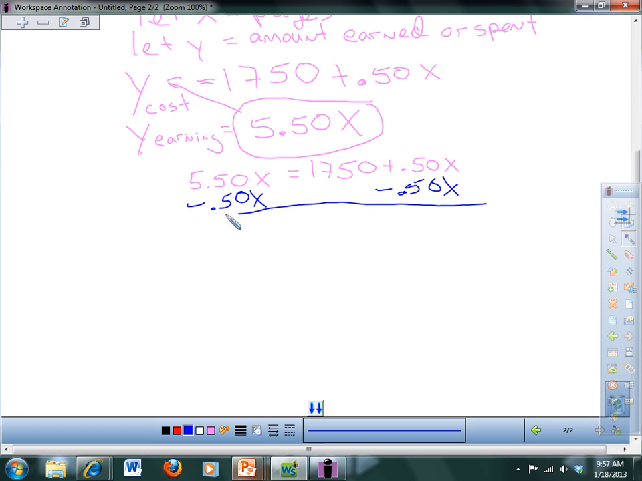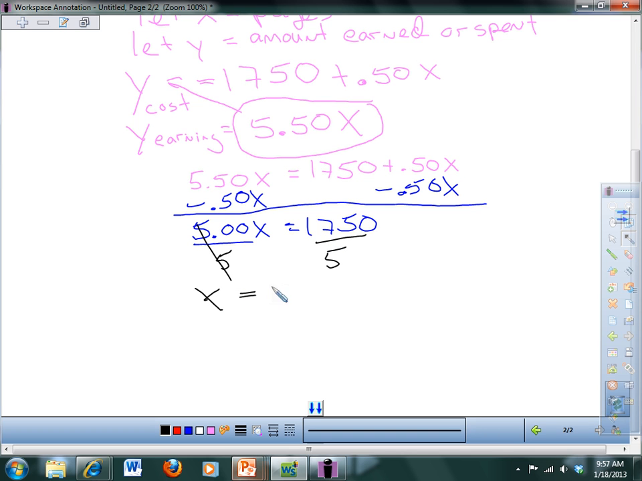Okay, so say subtract 0.50, you get 5.00x, or just 5x, equals 1750. And then it becomes an easy problem of doing what? Dividing by 5. So I divide both sides by 5. Okay, that's just 5, right? Divide that by 5. And I get x equals, this goes away.